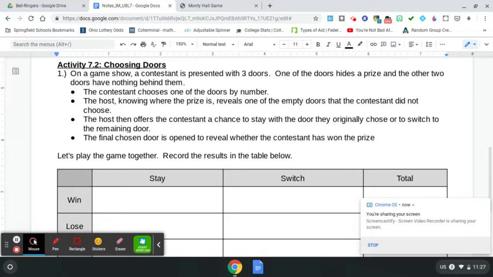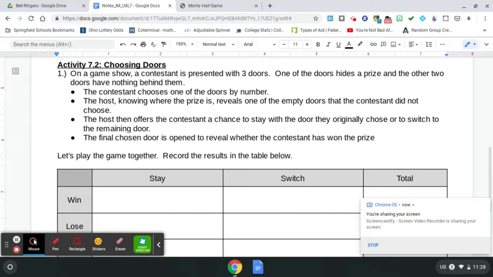Everybody, let's talk about activity 7.2, choosing doors. Imagine that you're on a game show and a contestant is presented with three doors. One door hides a prize and the other two doors have nothing behind them. In the applet that we're going to look at, there's a goat. Obviously nobody wants a goat, so that would be a loss.